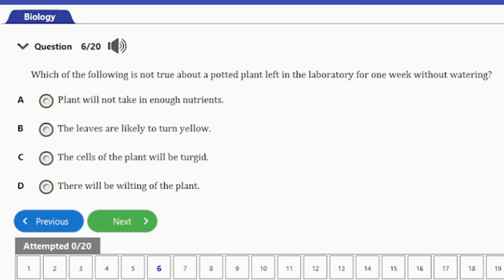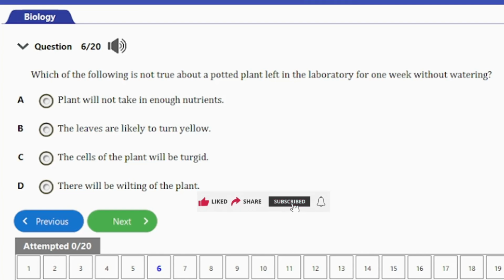The cells of the plants will be turgid. When a plant is left without watering for a week, it will experience water stress. This will lead to loss of turgidity in the plant cells.